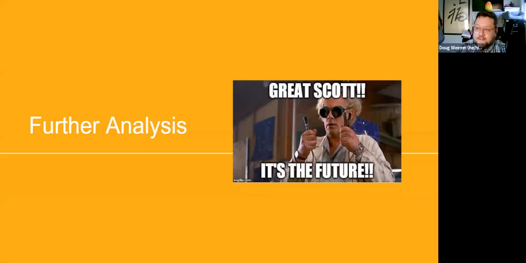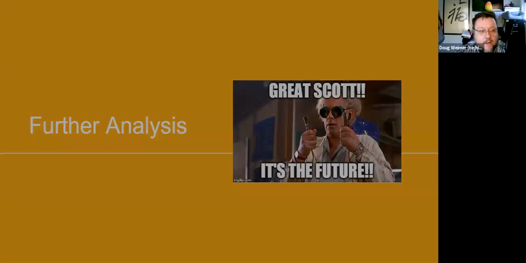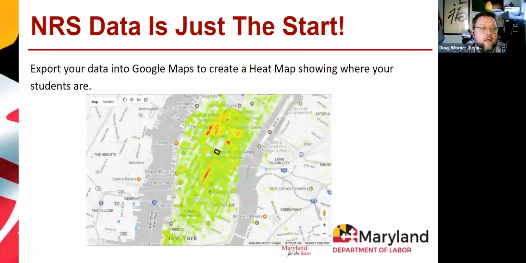Okay, further analysis. We don't have time to go through all these other things, but I want to show you some other things that have come up both in my state and across the web when it comes to analyzing further. A really neat thing is to do a heat map. One of our local programs in Maryland, in one of the suburbs of DC, did a heat map.